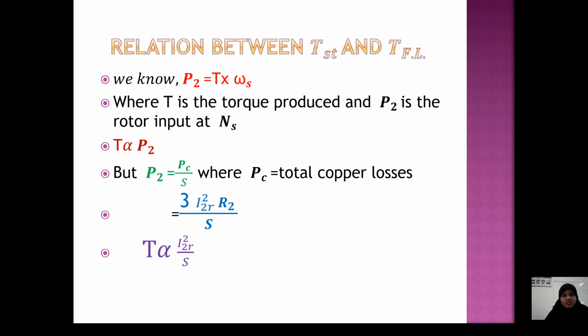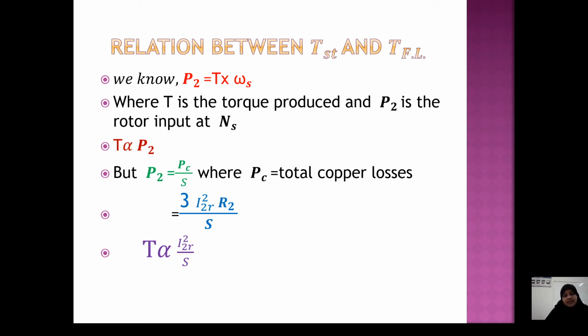Now let us see the relation between starting torque and full load torque. P2 is equal to T into omega S. We know this equation, or the general equation of power is T into omega. What is T here? Torque produced. What is P2? P2 is the rotor input at NS. Already in the power flow diagram we have seen what P2, PC, PM are. So P2 will be the stator output or rotor input.